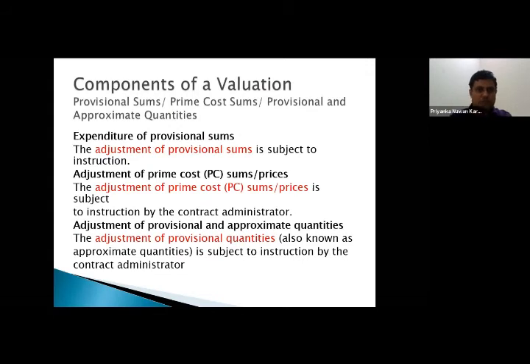Then we will move on to the provisional sums, prime cost sums, provisional and approximate quantities. These are very common terms. I'm sure that most of you are very familiar with it. I think brushing up on this will be better.